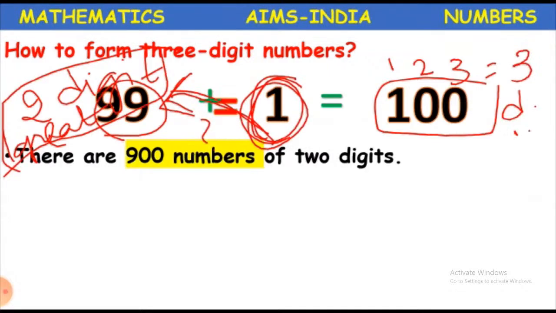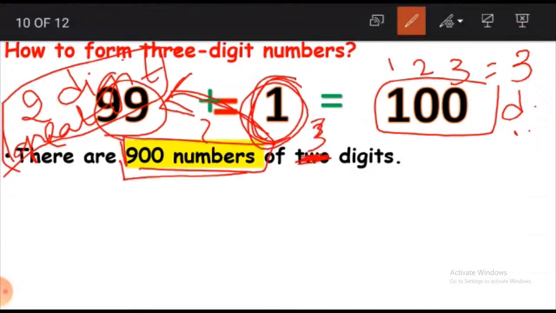Now, there are 900 numbers of 3 digits. Sorry, this is not 2, these are 3. There are 900 numbers of 3 digits, which start from 100 and go till 999. Again, as these 3-digit numbers are starting from 100, what does 100 become?